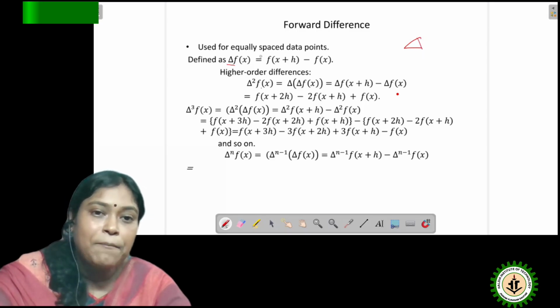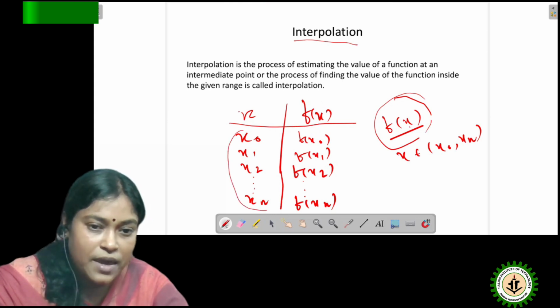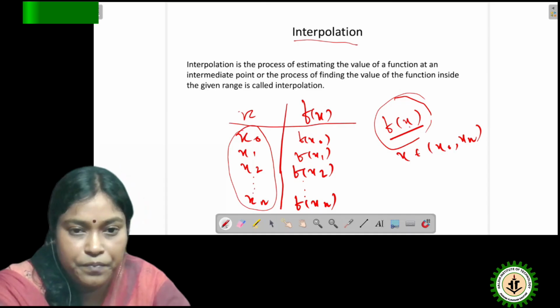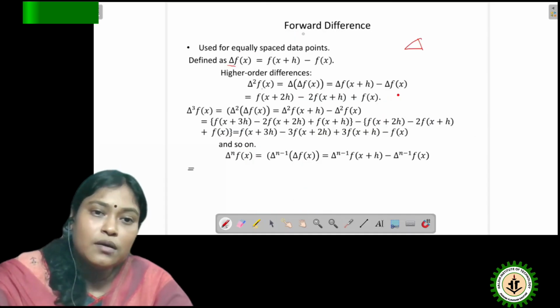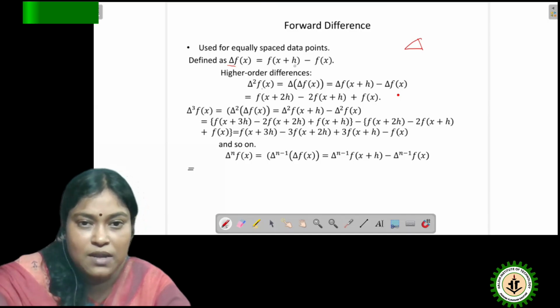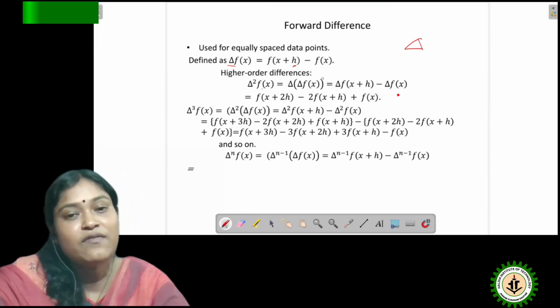Now this is applied only when the values of x are equispaced. That means x1 minus x0 should be equal to x2 minus x1, and in this way xn minus x(n-1), all of these should be equal. Delta f(x) is defined as f(x plus h) minus f(x), where h is the interval of difference.